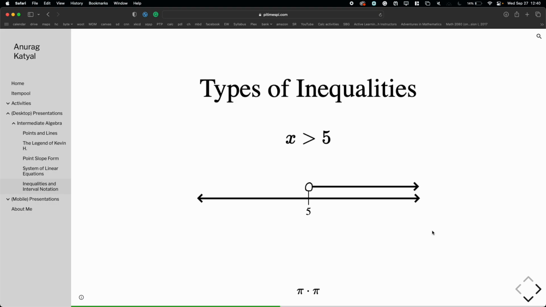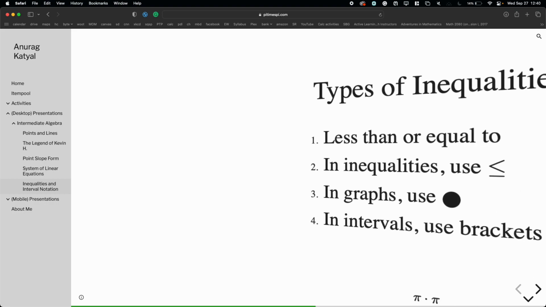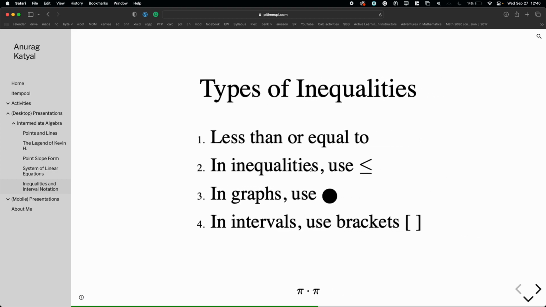How would we write this as an interval? So we start at 5, and then where do the numbers stop being solutions? So 5, comma infinity, both parentheses. Questions? Which way do we read graphs and intervals? Left to right, always.